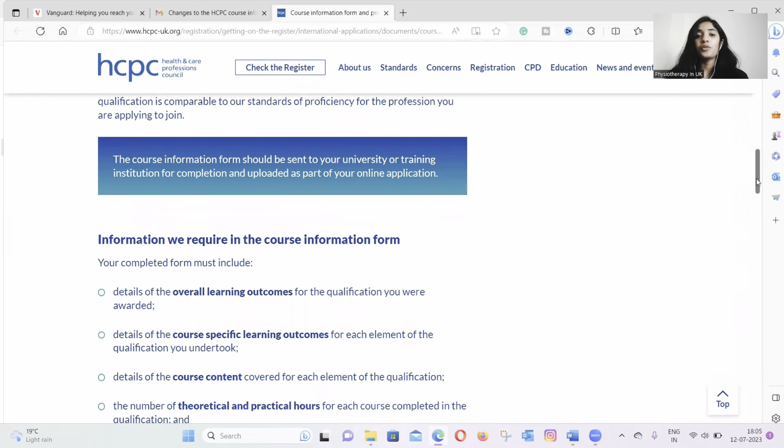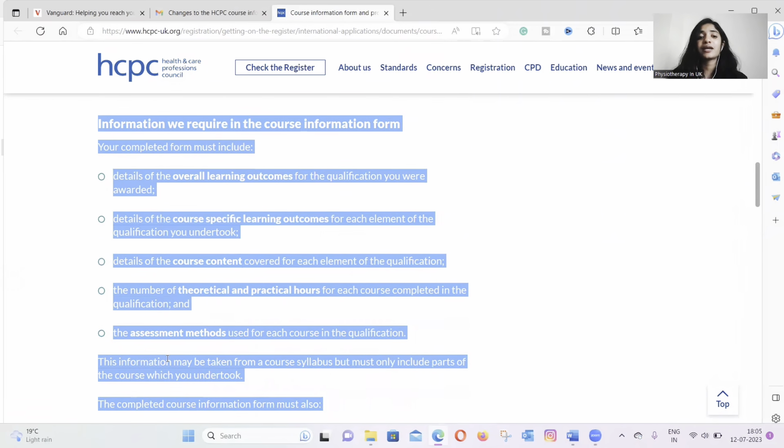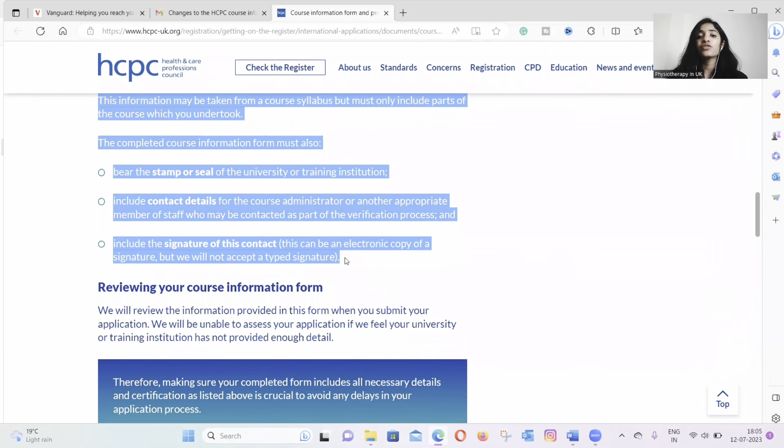Now, before you move ahead with asking your university or your college to fill out the course information form, HCPC has given you some really clear guidelines that I recommend all of you read through and follow, especially because if you do not follow these guidelines while you fill out your applications, it's going to be really hard for HCPC to accept them. And it most likely will be that HCPC comes back to you requesting you to resubmit a particular document or your course information form, which is not really ideal because it will delay your process.